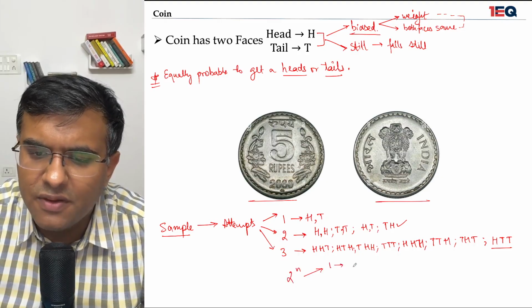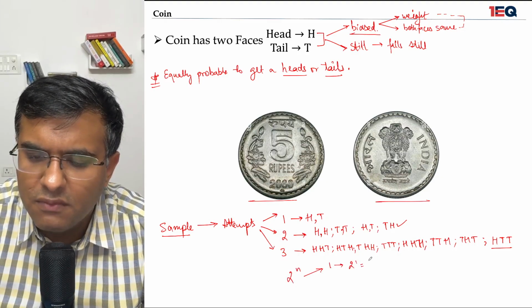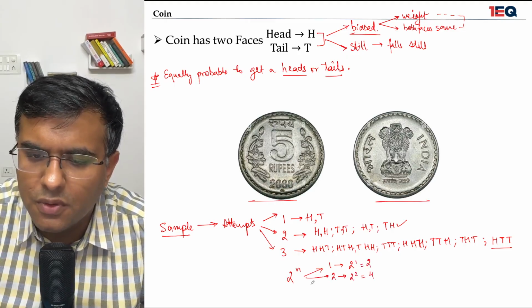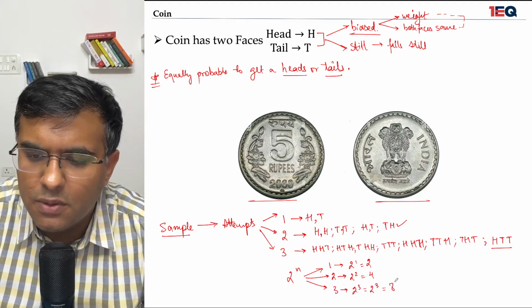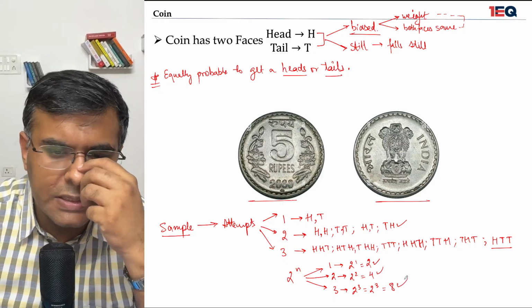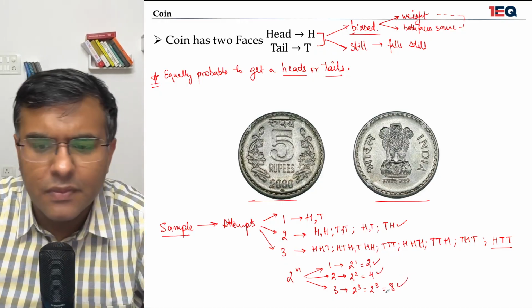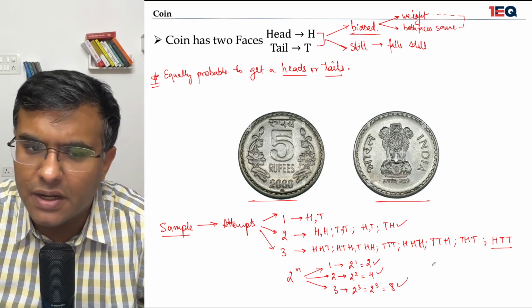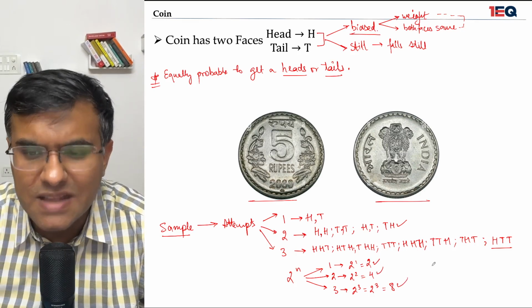If there is a single flip, 2 raised to the power 1, we will have two probable outcomes. If we have 2, it's going to be 2 square, which is equal to 4. And if there is going to be a 3, we would be sitting at 2 cube, which is 2 raised to the power 3, equal to 8. So these are the possibilities which I would get, in the form of sample spaces.